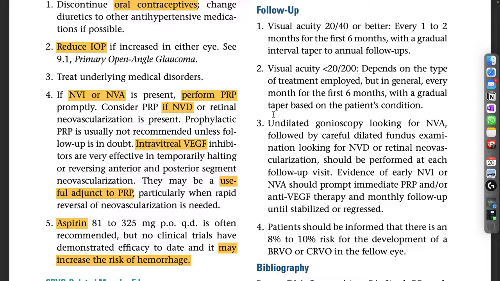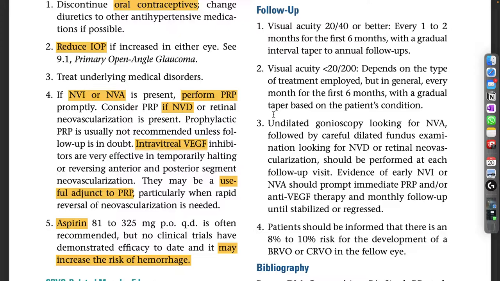For the first 6 months, with a gradual interval taper to follow-ups. So if it's good visual acuity, basically a non-ischemic CRVO, you ask the patient to come every 2 months. If visual acuity is bad, 20 by 200 is CF, CF 1 meter, 2 meter, every month for the first 6 months. If visual acuity is good, every 2 months.